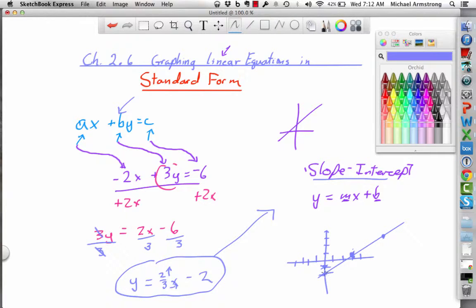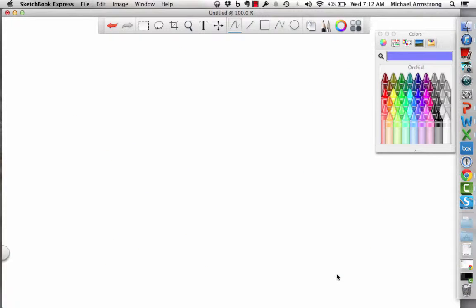And I could put points in on those. All right, so you got that. Pretty quick and easy. Let's look at the second one. X plus 3y equals negative 3. All right, so you just have to find the x-intercept on this one.